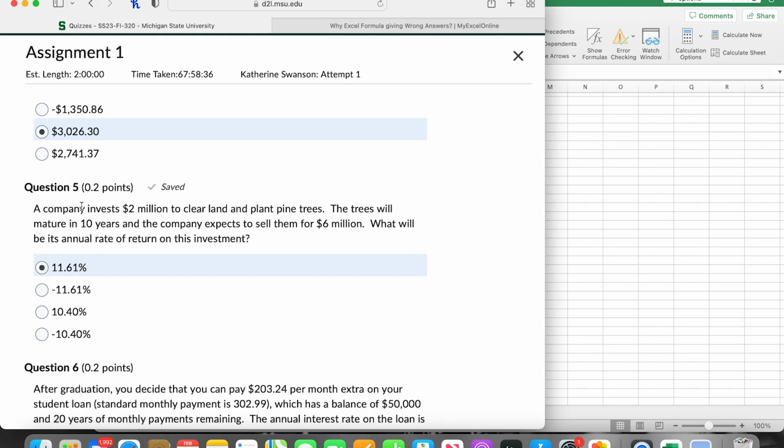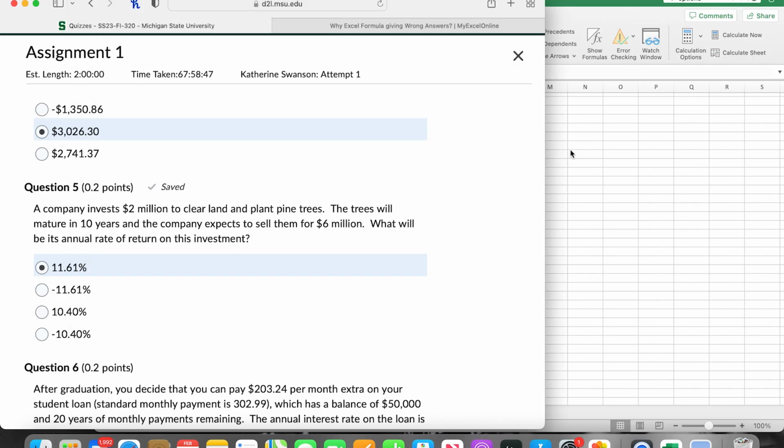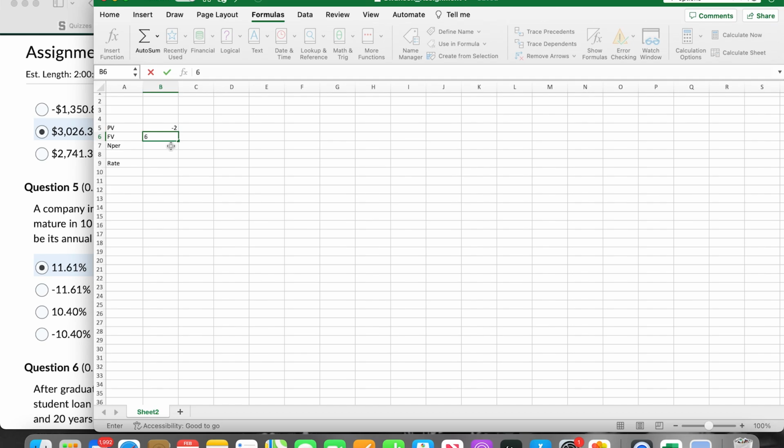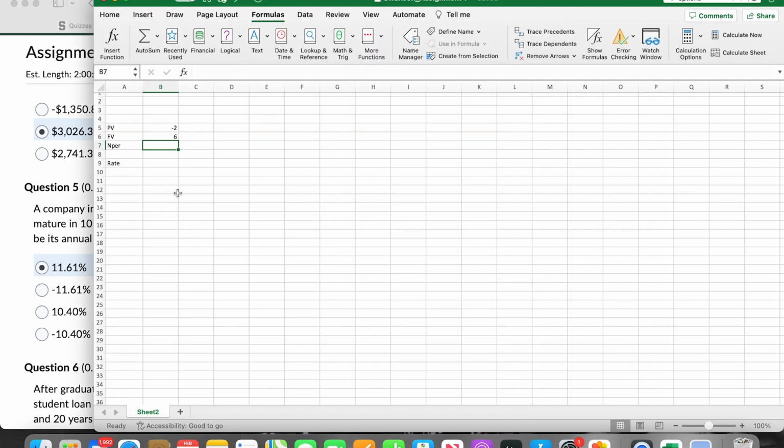So the initial value is investing $2 million, and because of the million portion, we're just going to drop that and use the 2 and the 6. So invest 2. So we're going to put -2 for a final value of $6 million, and we're just going to ignore the million, so 6. And the number of periods, matures in 10 years, so 10. So equals rate of number of periods, no payments, for the initial value of -2 for a final value of 6.